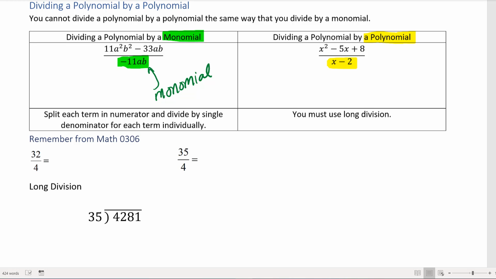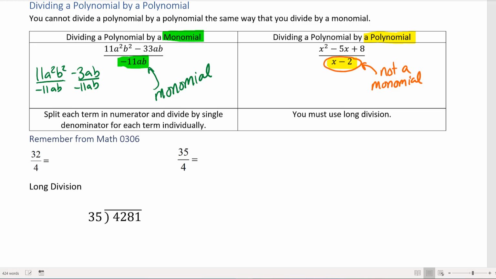the way we did it before is you just take the numerator and each of the numerator's terms are going to be divided by the denominator. I'm not going to finish this problem, but this is how you did the problem before. You cannot do that when you're dividing by a polynomial. The x minus 2 is not a monomial.